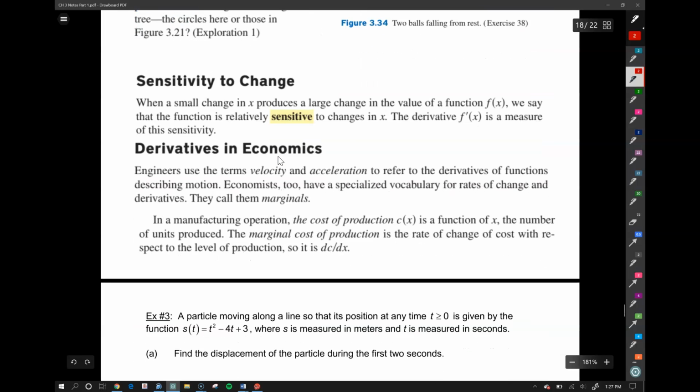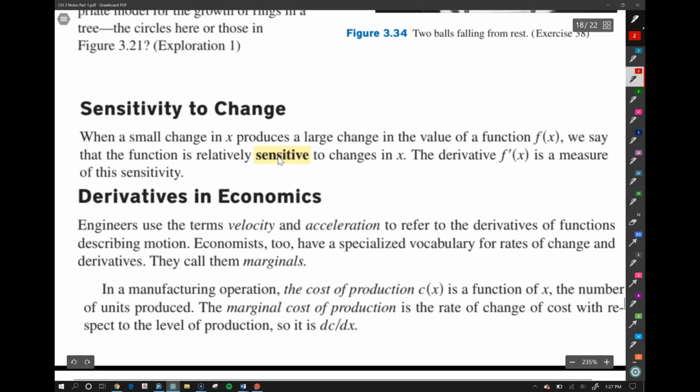So we talked about that last time. And a sensitivity to change. So in a small change in x, this is straight from the book. I just copy pasted it because it's very interesting. Maybe it's not interesting to you, but it's important. It gives you context. A lot of times you study calculus or math and you're like, this has no impact on my life. This has all the impact in your life.